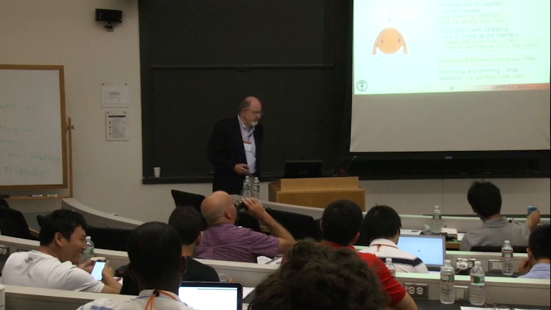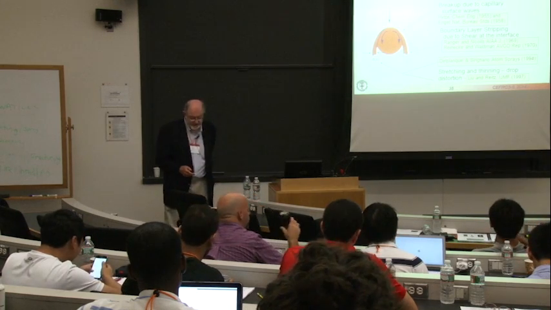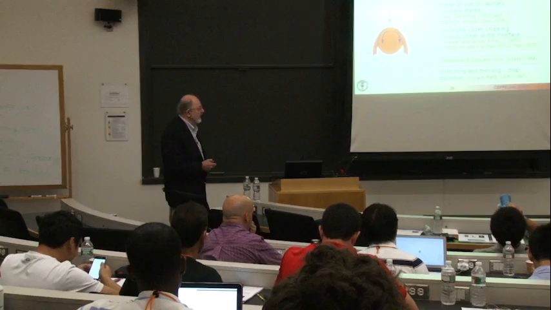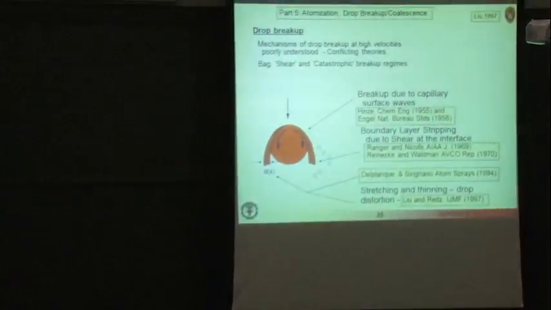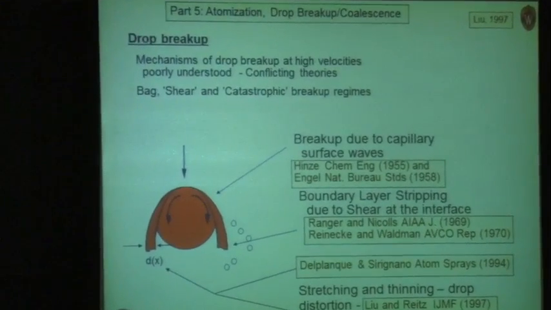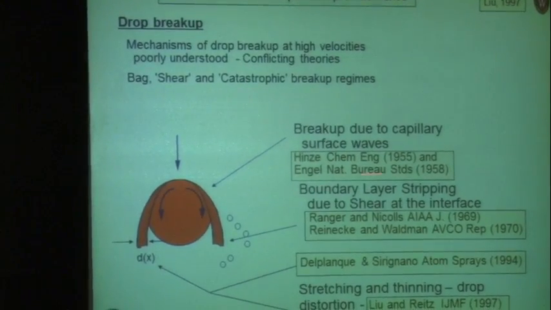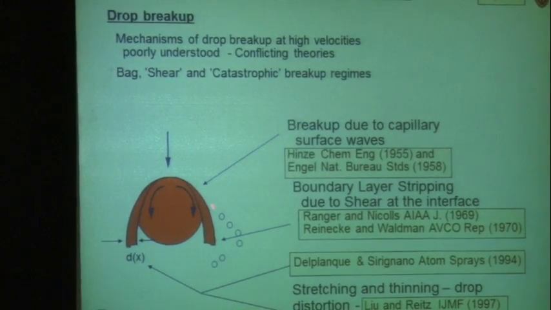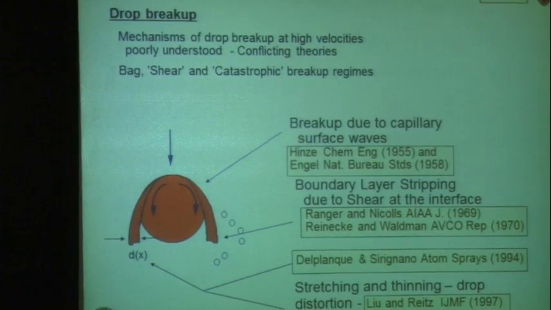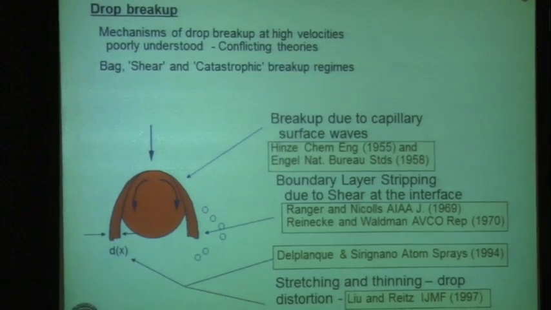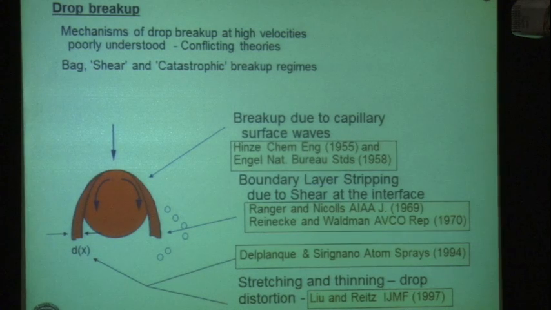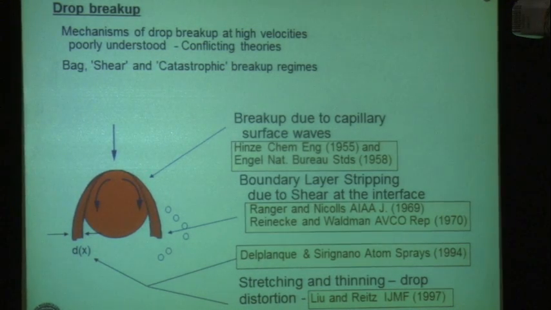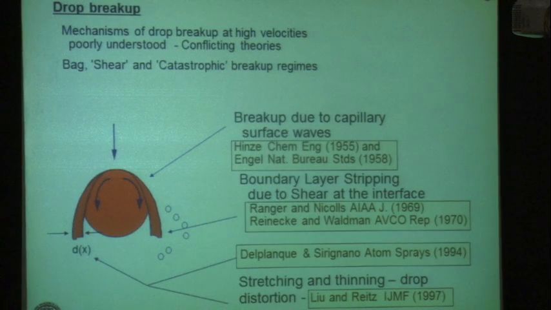And so if you look at the literature, drop breakup has been studied for many, many years. It had a resurgence of interest during the rocket era in the 50s and 60s. A lot of work was done to look at droplet breakup. And some of the early theories, again, attributed the breakup of a droplet that's subjected to a high velocity to surface waves growing on the droplet, pretty much like we were discussing for jets.